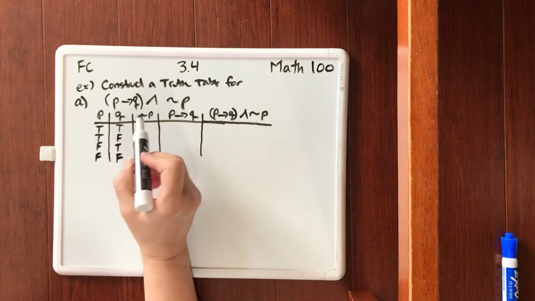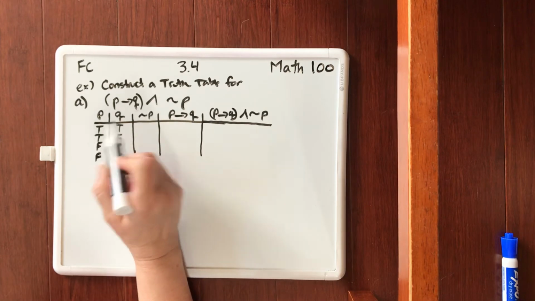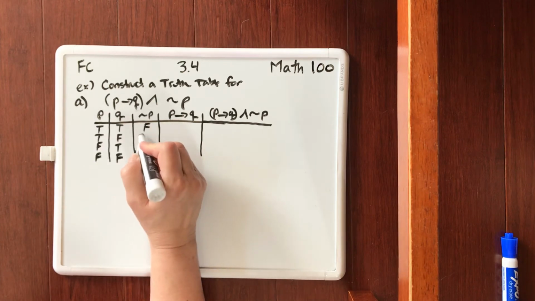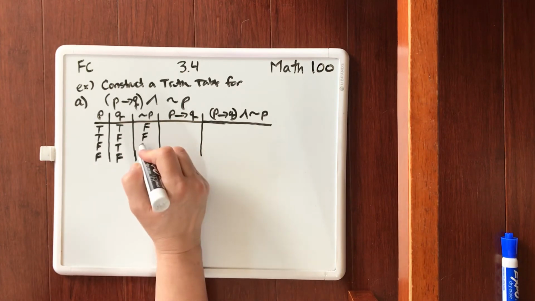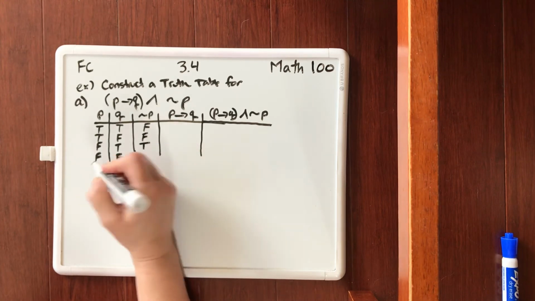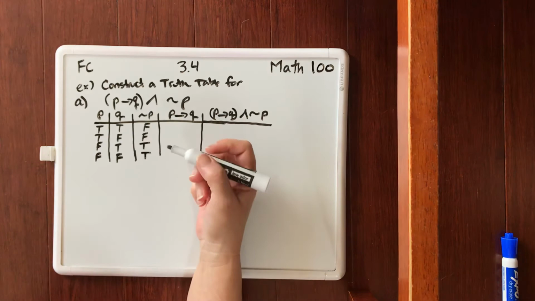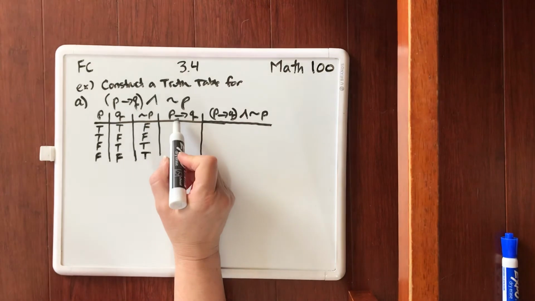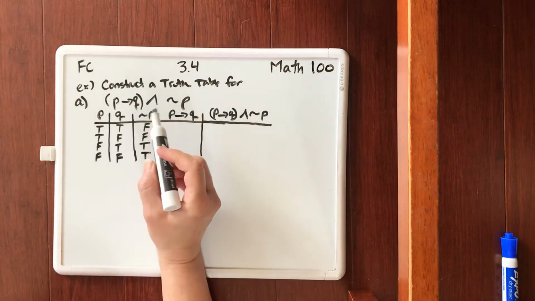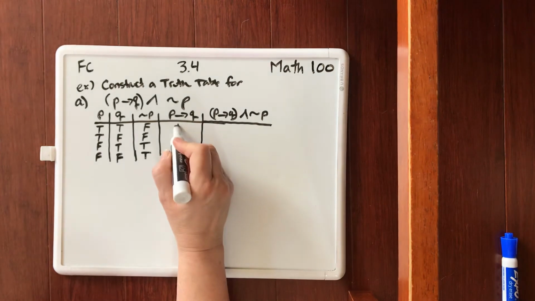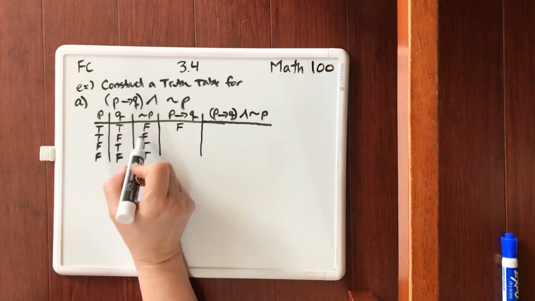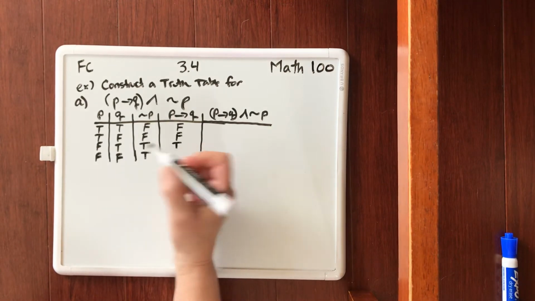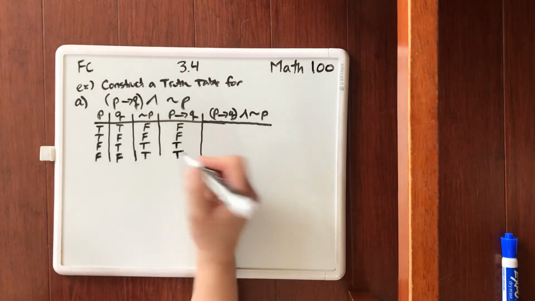Okay, now this is not P, so whatever P is, we're going to do the opposite. P is true here, so not P is false. P is true, so not P is false. P is false, so not P is true. P is false, so not P is true. Now we're going to do if P then Q, our conditional. Remember, it's only false when the second one's false. Here we have a true, false, so this must be false. Here we have a true, false, so this must be false. Here we have a false, true, so this is true. And here we have a false, true, so this is true.